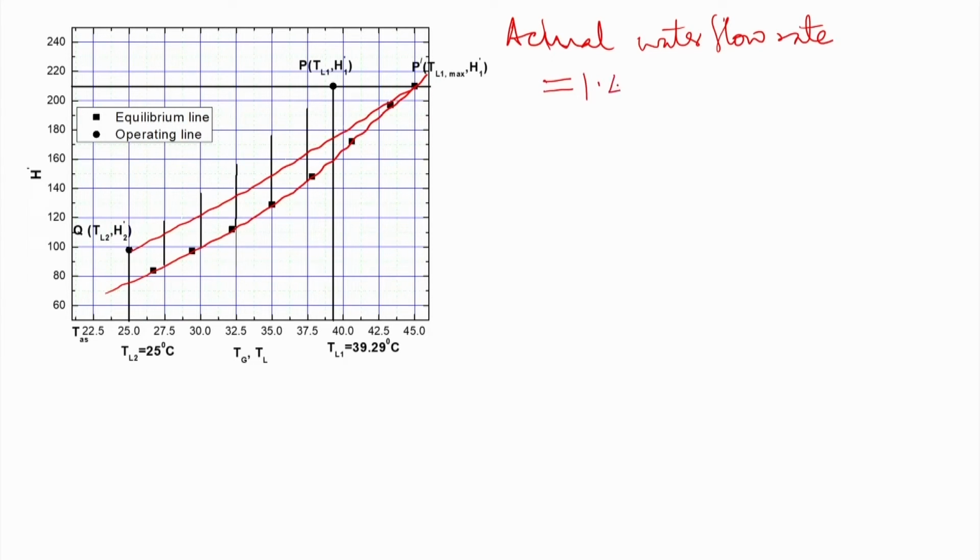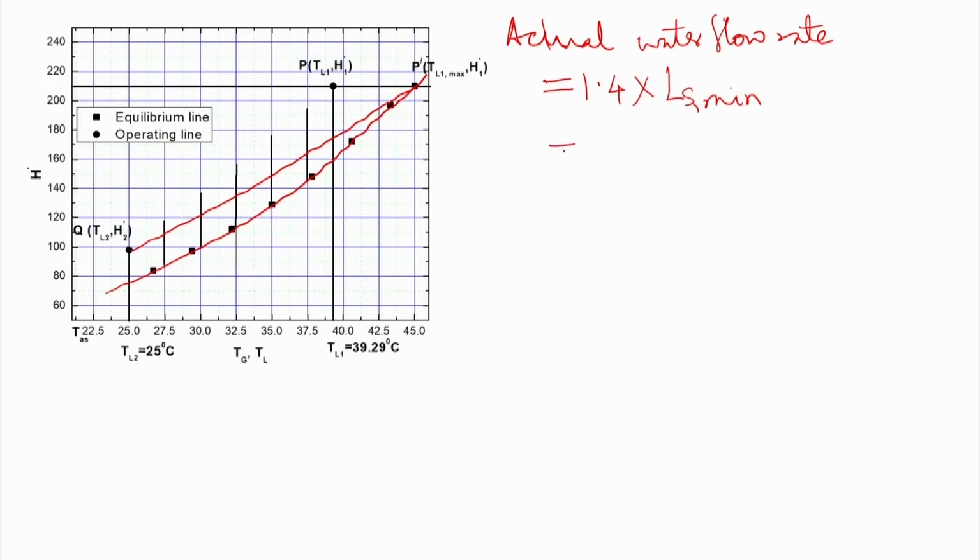Now we need to get the actual water flow rate. Again we draw the equilibrium line, then from here we come to this point P. The actual water flow rate is equal to 1.4 times Ls minimum.